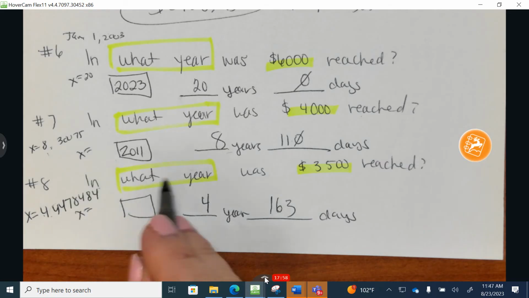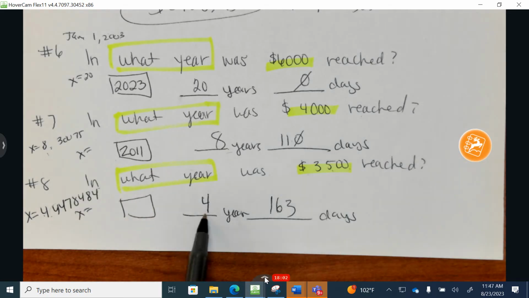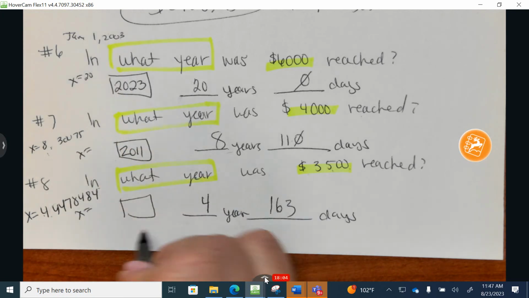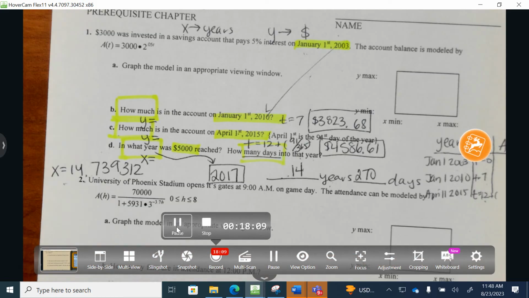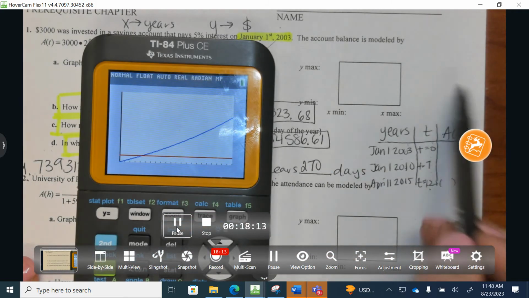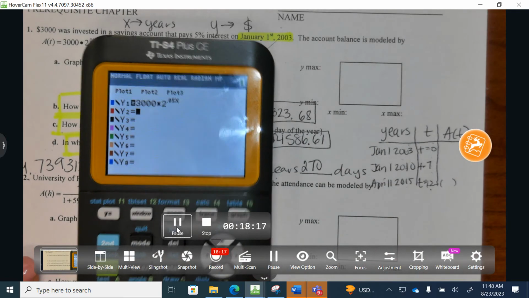In what year can we expect the amount in this savings account to reach 3,500? 4 plus 2003 would be the year 2007. One thing I should have done is I should have filled in, this is a very easy part to do. I'm going to come back here at the very beginning. I should have filled in what this graph looks like.